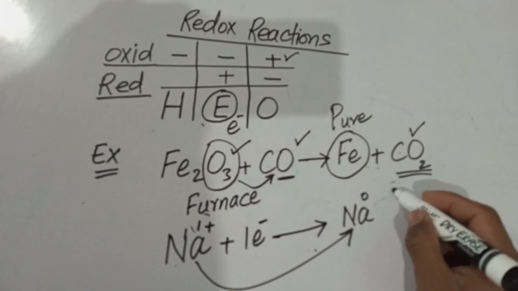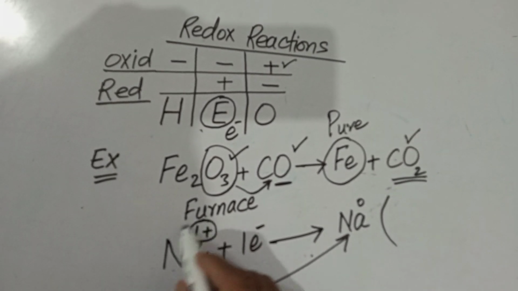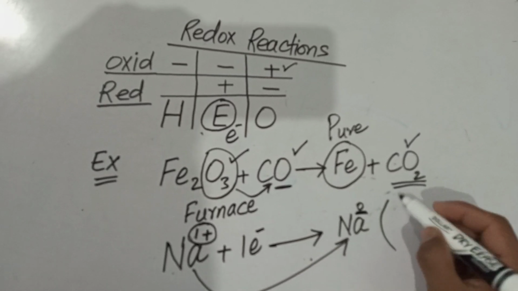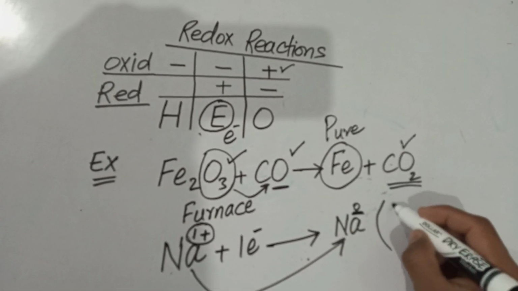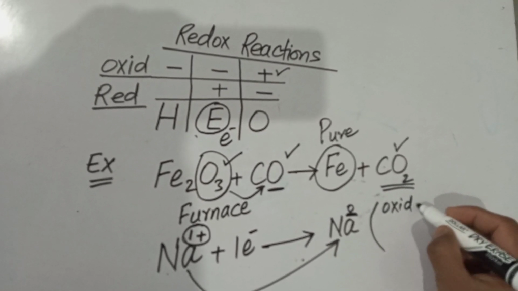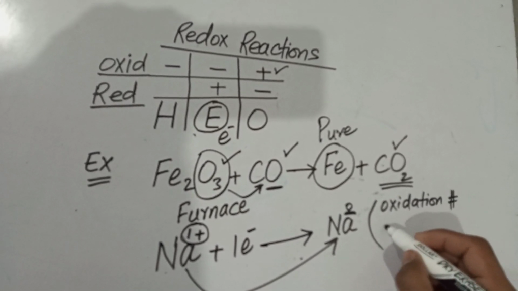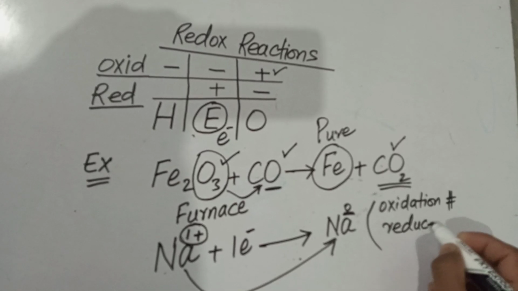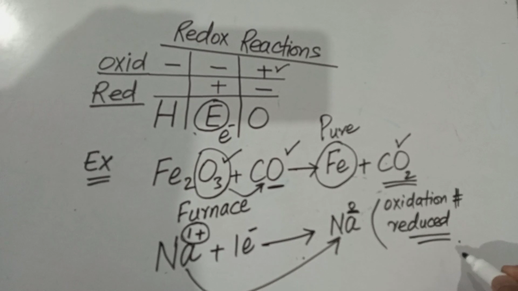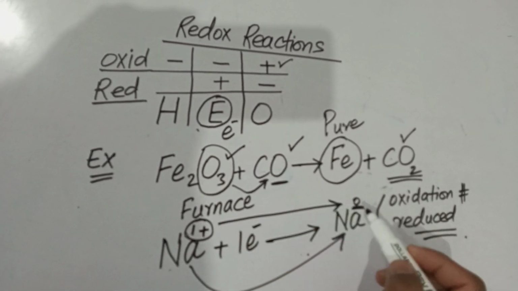In this case, you will see that the oxidation number, the apparent charge of 1 positive, will shift to 0. It means the oxidation number reduces. Okay, oxidation number reduced, from higher to lower value, +1 to 0.